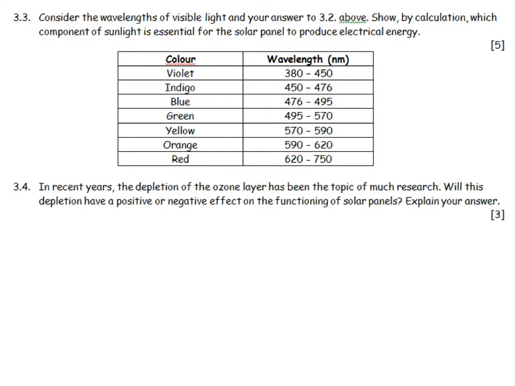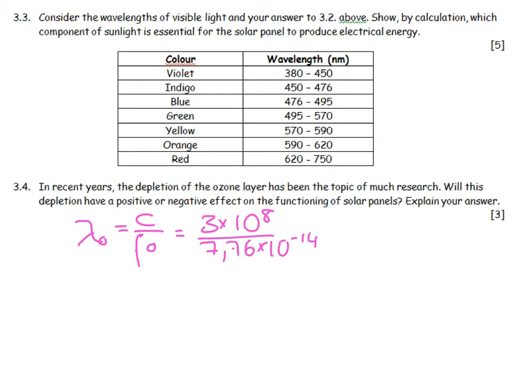Consider the wavelengths of visible light and your answer in 3.2 above. Show by calculation which component of sunlight is essential for the solar panel to produce electrical energy. Many of you wasted a great deal of time on this. The first thing to do is to say, I've got the threshold frequency, let me work out the wavelength. My threshold wavelength is going to be the speed of light divided by the threshold frequency, which is 3 times 10 to the power of 8, divided by 7,76 times 10 to the 14, which I've just calculated. I then get 3,86 times 10 to the negative 7 meters.